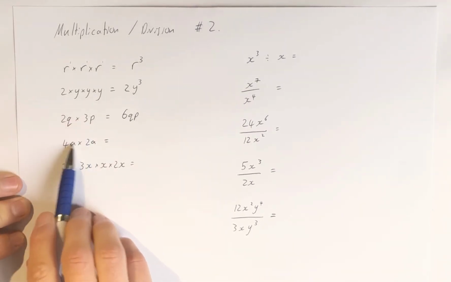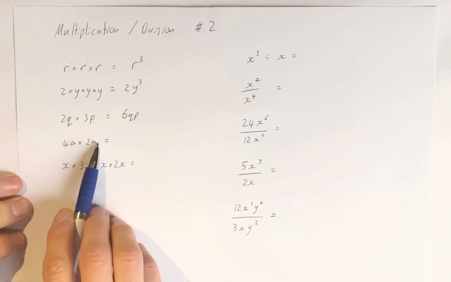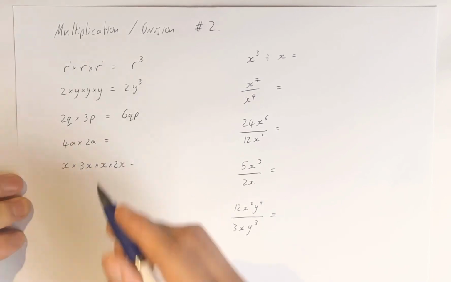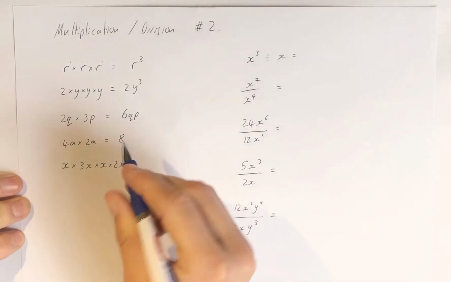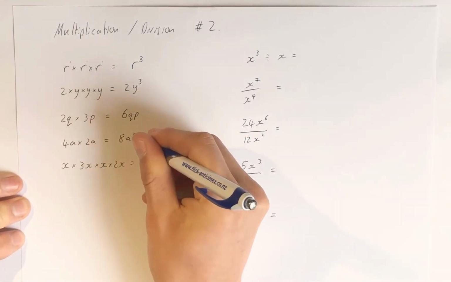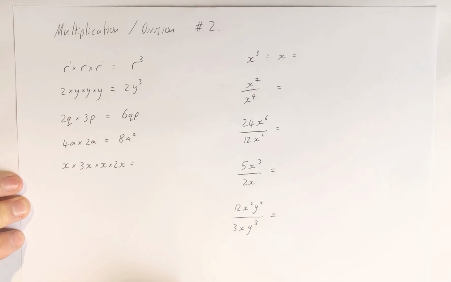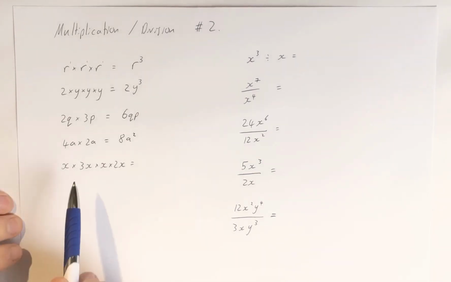This is a similar problem, but now the variable is the same. So we do our numbers first, 8, and that's going to be a times a, so that's a squared. I'm expecting you to have 4 out of 4 so far. And then this one is a little tricky.